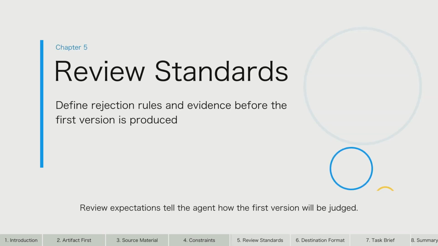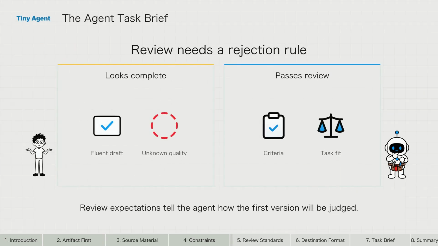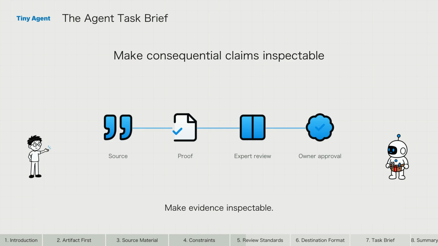Review expectations tell the agent how the first version will be judged. Without them, the agent optimizes for fluency and completeness instead of the decisions that matter to the reviewer. Define acceptance criteria before production. Ask whether the artifact answers the real question, uses the required evidence, respects the constraints, distinguishes facts from inference, and leaves unresolved items visible.